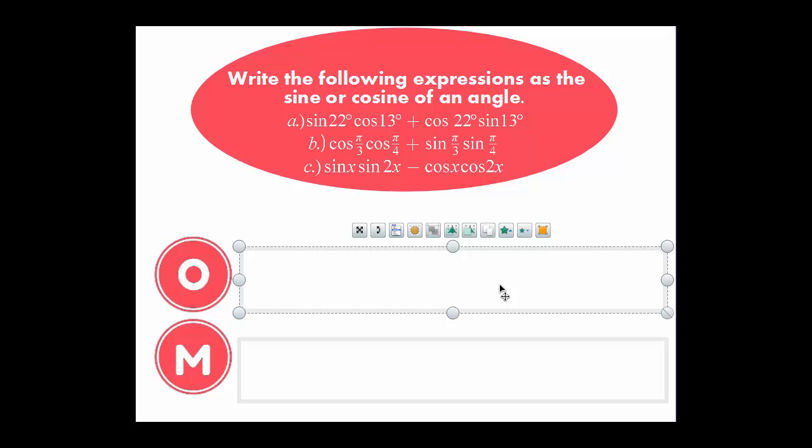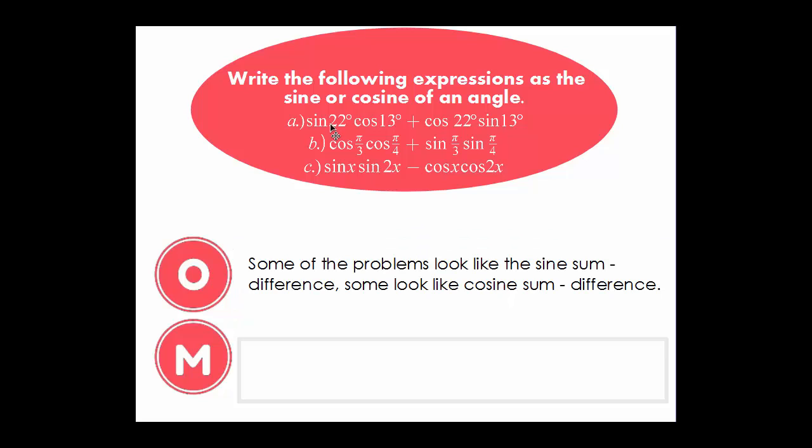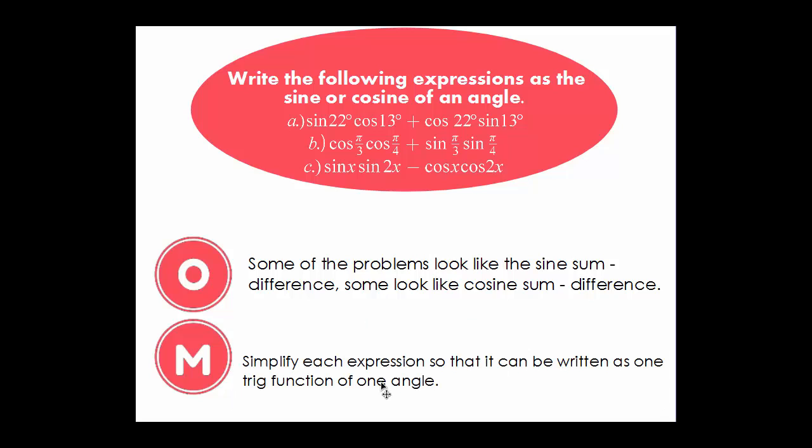The first thing that you observe when you look at this problem is that some of these problems look like sine, some look like cosine, but they all look like the sum or difference of either sine or cosine. Our mission for this problem is going to be to simplify each expression so that it can be written as one trig function of one angle. These directions are pretty unclear about what it's asking, so really in layman's terms it's just saying take these expanded forms and condense them down to one trig function with one angle.